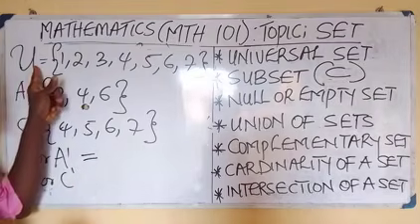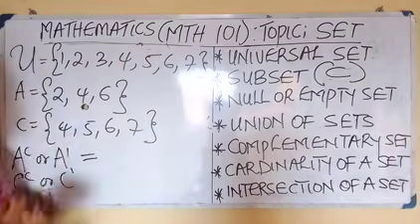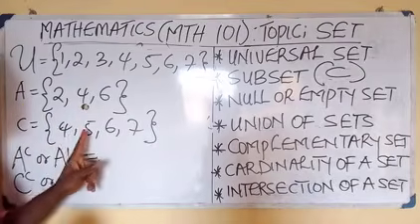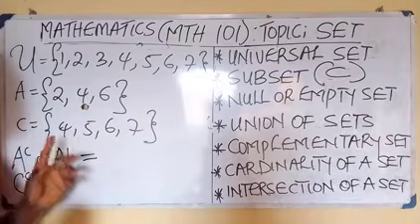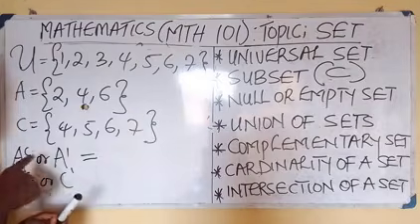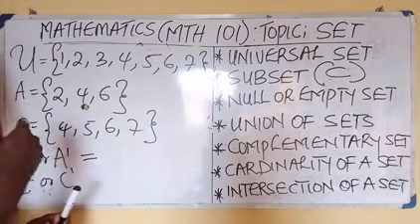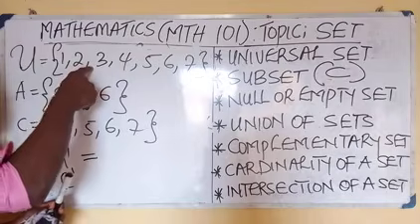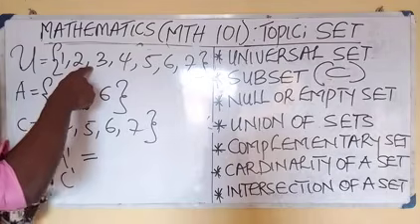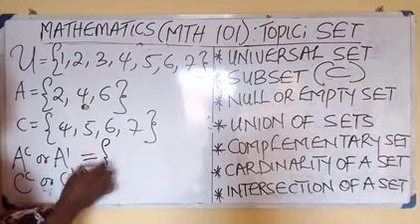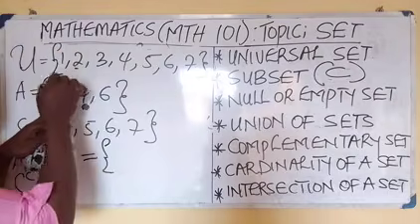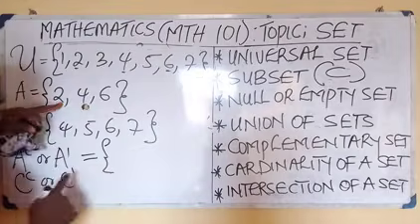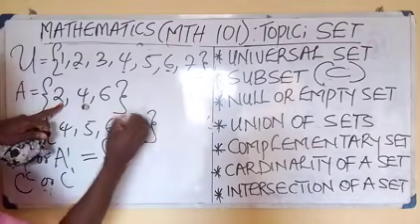Now the complement of a set is shown like this. I have this universal set 1, 2, 3, 4, 5, 6, 7. Set A I have 2, 4, 6, and set C I have 4, 5, 6, 7. The complement of set A simply means that I should remove all the members of set A from the universal set. Whatever I have left becomes the complement of set A. That is, I have 2, I'll remove 2 from here. I have 4, I'll remove 4. I have 6, I remove 6.